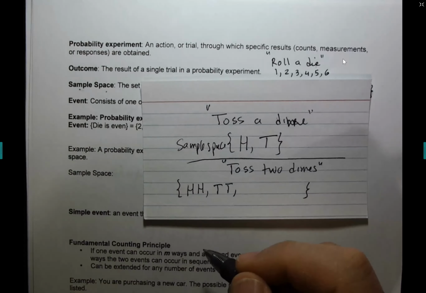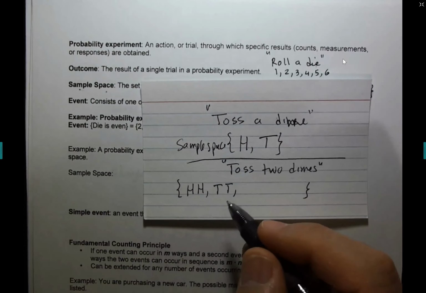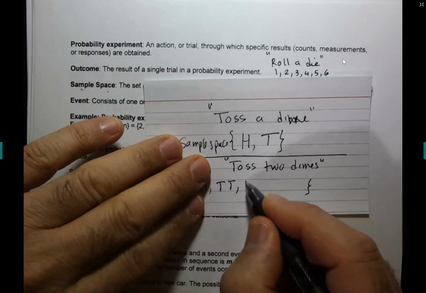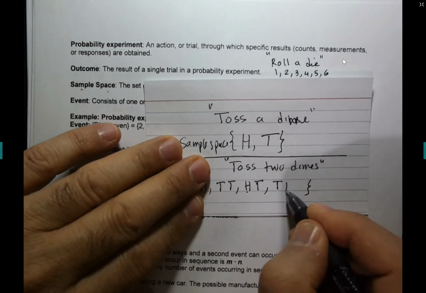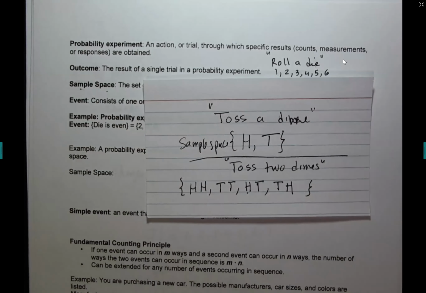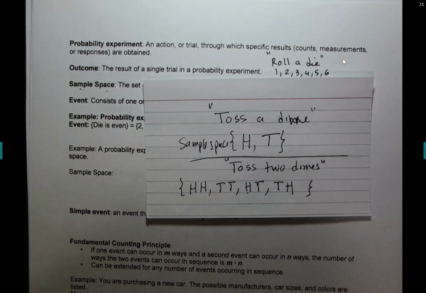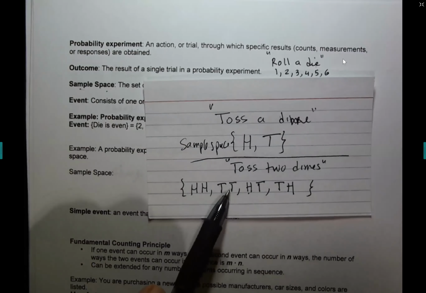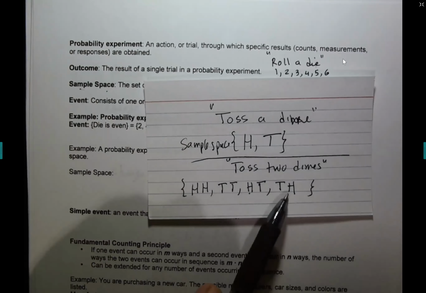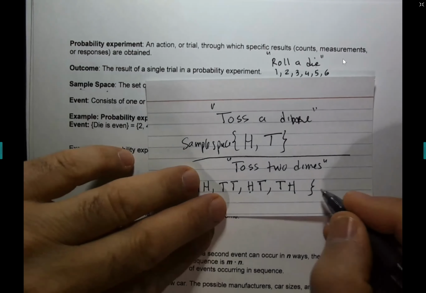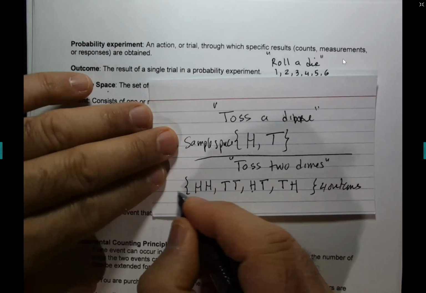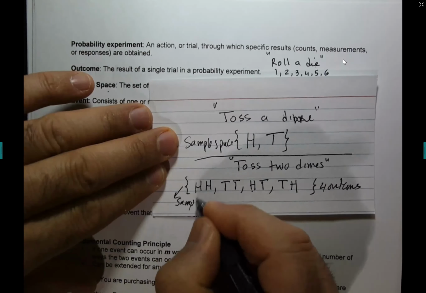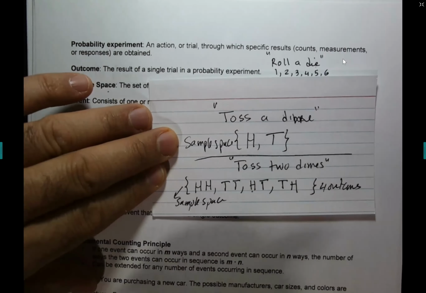Or head, tails, tails, head. Yep. Head on the first coin and tail on the second, or tail head. How many outcomes, guys? Can you read it? Tell me how many altogether? 1, 2, 3, 4 outcomes. This is called the sample space. The sample space is the list of all the outcomes.